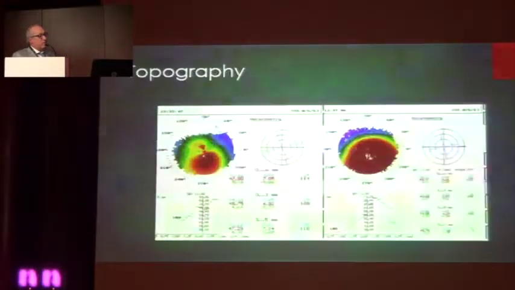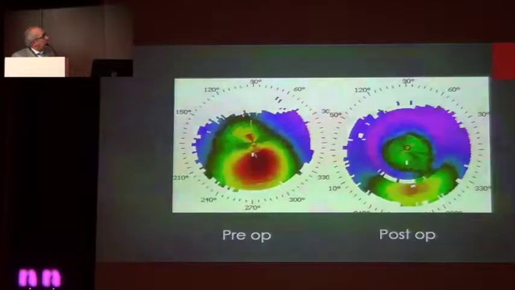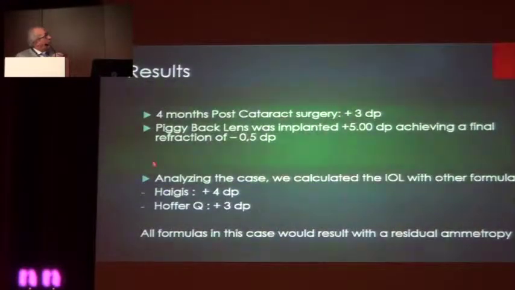A 60-year-old male patient, a contact lens user. First we correct the asymmetry of the cornea. There is pre- and post-op. In the second surgery, we performed the cataract. After 6 months and stable refractions, we used the SRK/T formula. The IOL chosen was plus 0.55. At 4 months after surgery it was plus 3. Analyzing the case, we recalculated the IOL with other formulas, Haigis plus 4, Barrett plus 3. All formulas in this case would result in a refractive surprise.